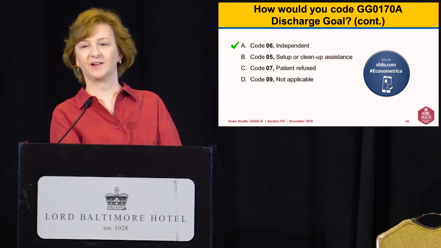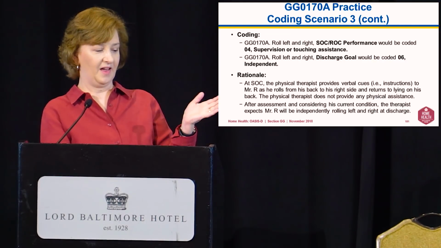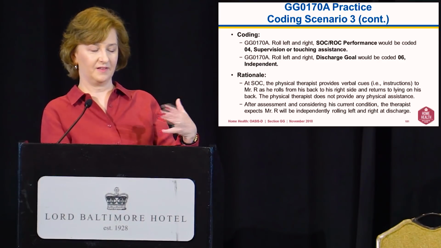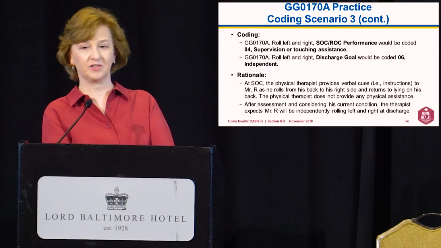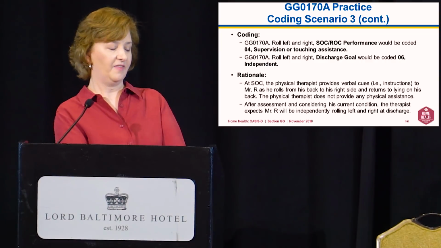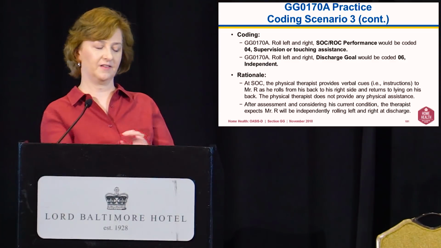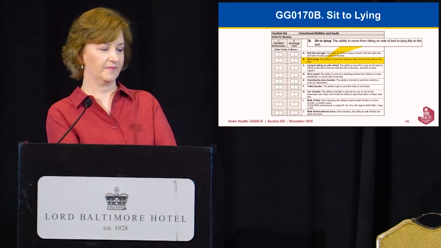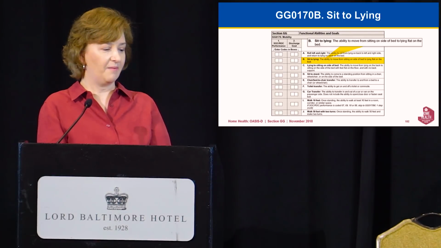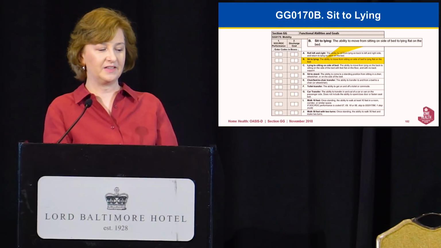All right, terrific, independent, exactly. And again, the rationale is that it was just verbal assistance being provided, and that's why he's coded 4, supervision or touching assistance. Somebody's there the entire time the activity occurs, but it's not physical lifting assistance that's being provided, and then the goal is for independence. Okay, the next activity in the area of mobility is the ability to move from sitting on the side of the bed to lying flat on the bed.